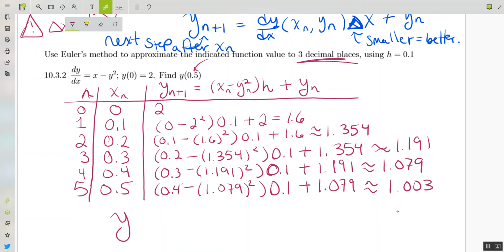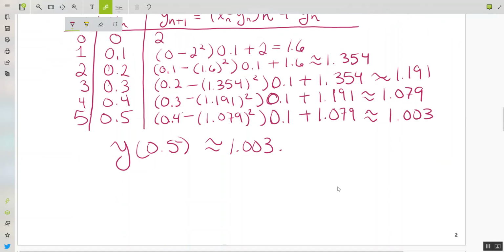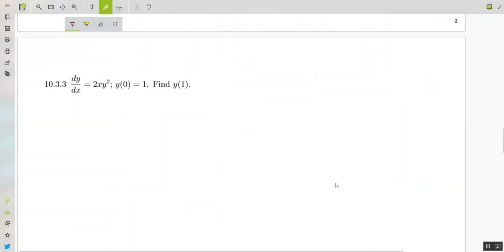So according to Euler's method, the approximate value at 0.05 is 1.003. Now, if you want, at this stage, you could go through and find the exact solution to this one and prove to yourself that this is fairly accurate. Whew. Not too bad? Okay. Let's go on to the next one. Ooh la la. All right.